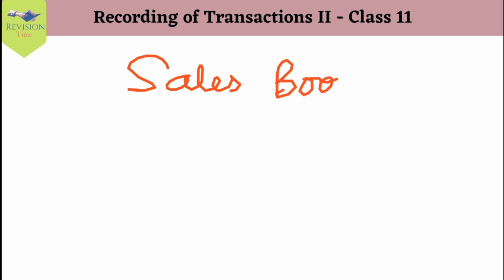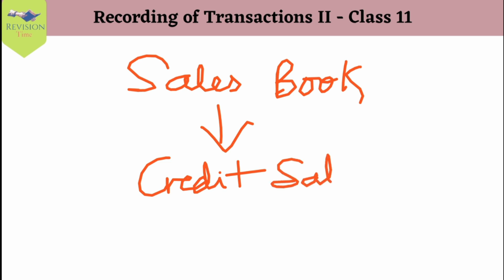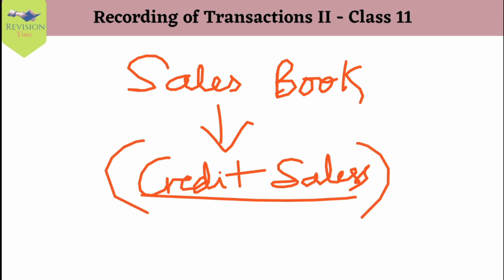Welcome to Revision Time. In our previous video, we have studied about sales book. In this book, we record transactions relating to credit sales only. Cash sales we record in the cash book, and the transactions which are related to credit sales are recorded in our sales book. In case you have missed the video, attaching the link over here, please go through it.